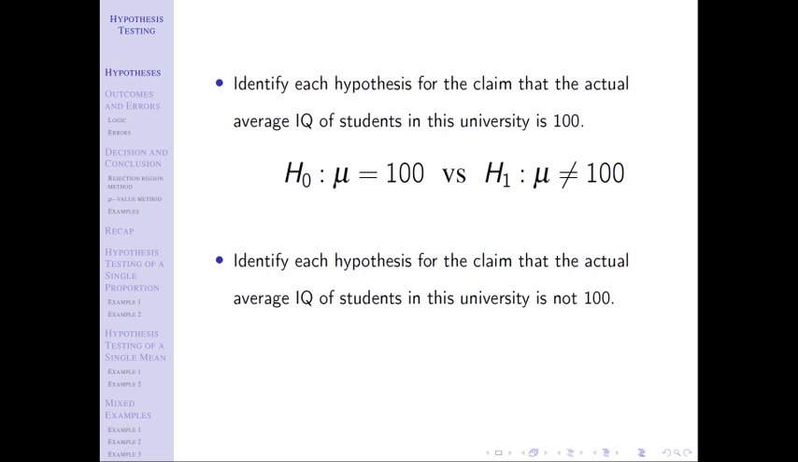So two different claims led me to the same alternative and thus the same null, because the null just builds off of whatever happened with the alternative. So we have the same hypotheses here. Notice in the first case, the claim was the null. In the second case, the claim is the alternative.